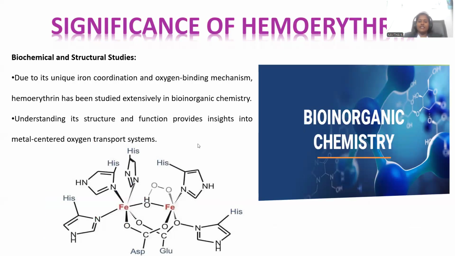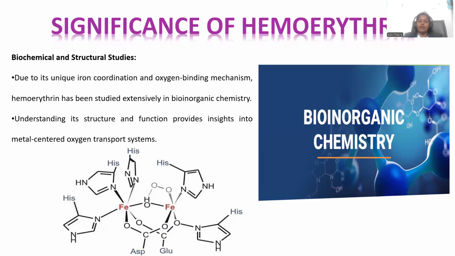Biochemical and structural studies of this are very significant in the field of bioinorganic chemistry. Iron is part of inorganic moieties, so the concept chosen is part of bioinorganic chemistry as well. Due to its unique iron coordination capability and oxygen binding mechanism, hemerythrin has been studied extensively in bioinorganic chemistry. This is not exactly similar to hemoglobin and myoglobin. Rather, it has unique features in oxygen binding capability, the dimensions of its arrangement and its way of working. That's the reason why it is extensively studied.